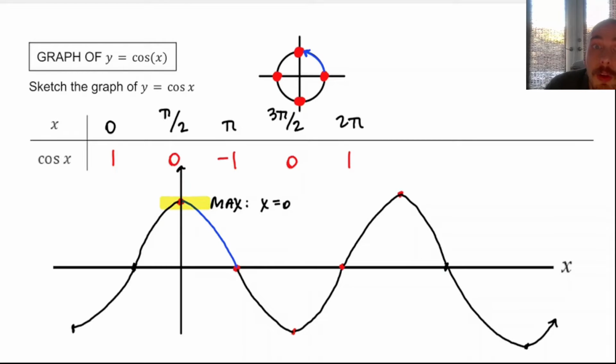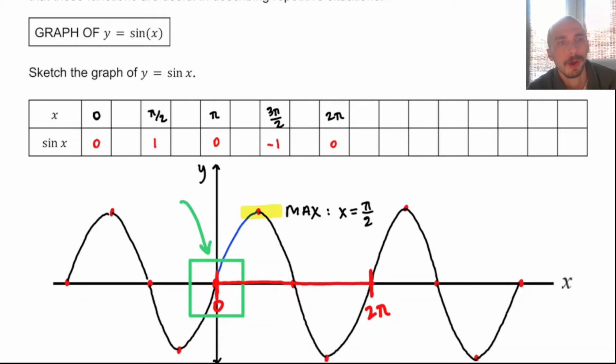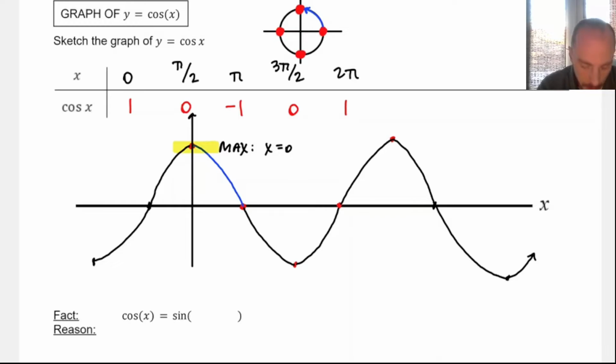And if I went back to the graph of y equals sine x, we might notice that we have the same overall graph, but with a maximum here, where the output's 1, that's at x equals pi over 2. So what I'm proposing is that maybe the graph of cosine is actually just the same as the graph of sine shifted left by pi over 2 units. And so that's going to give us a trig identity. Cosine of x is equal to sine of x plus pi divided by 2.